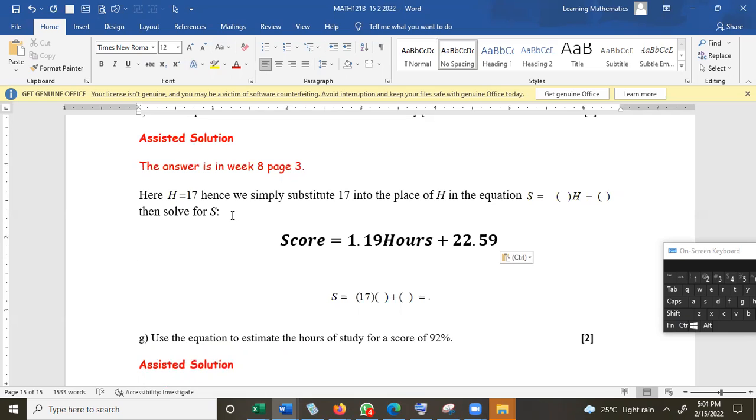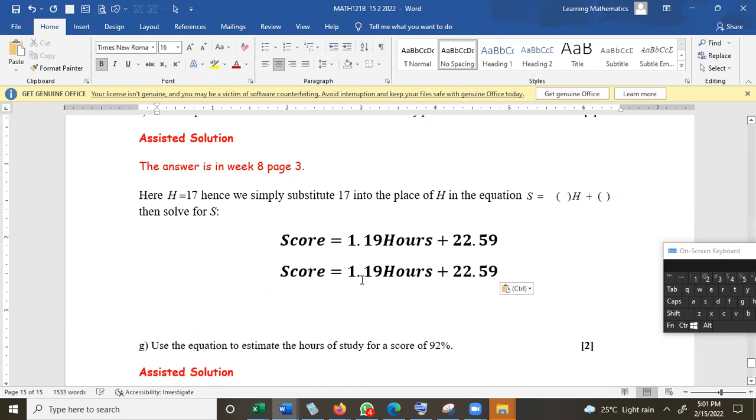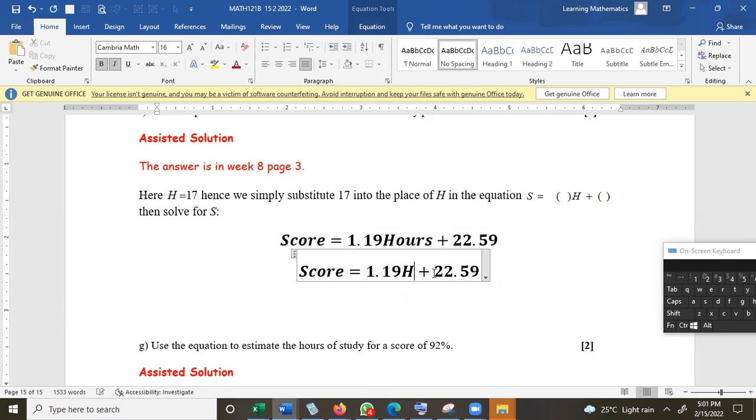So what if I study for 17 hours? What will be the score? So H is equal to 17. All you do is substitute 17 in the place of hours, and then you estimate the score for 17 hours of study.